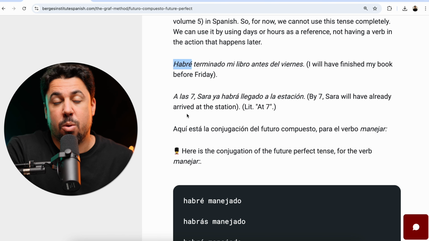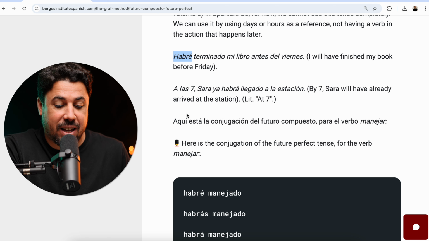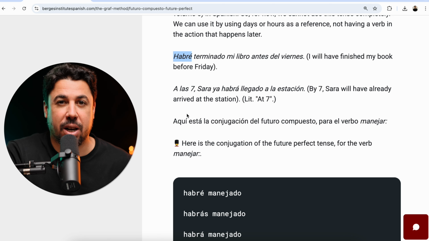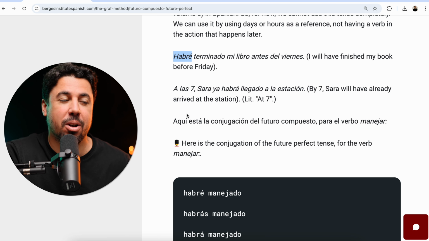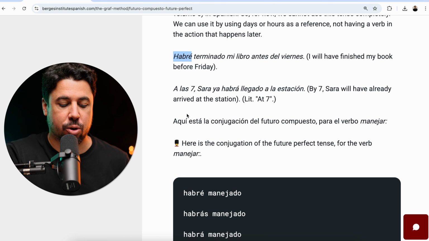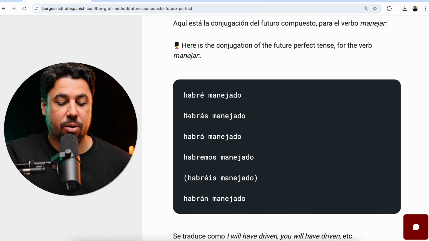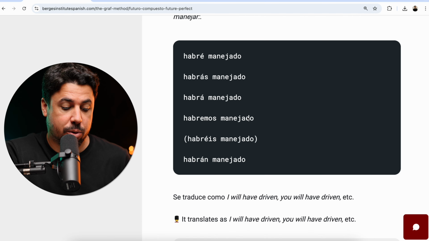If we were to use the subjunctive for the event that happens in second place, it will be something like that. Cuando Juan llegue, that's llegar in the subjunctive, yo ya habré terminado, yo ya habré hecho esta otra cosa. So here's the conjugation of the future perfect for the verb manejar, to drive.